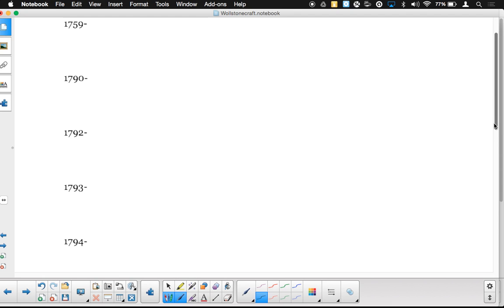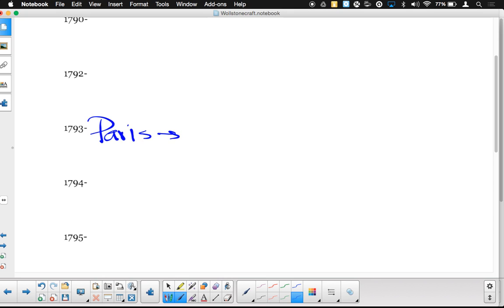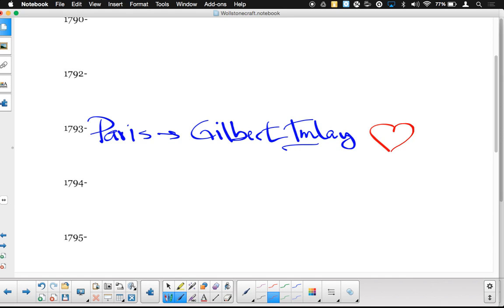So 1790 is when we have A Vindication of the Rights of Men. 1792 is when Woman gets published. In 1793 in Paris, she meets a guy by the name of Gilbert Imlay. He's really from the U.S., so his name's probably Gilbert, but in Paris you've got to be Gilbert. And she falls madly in love. They have a child. Fanny is born in 1794.